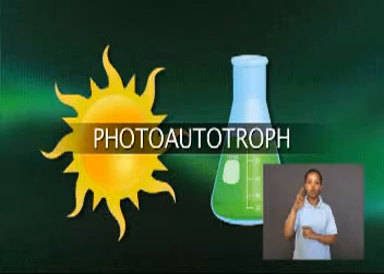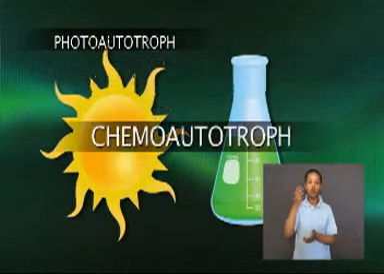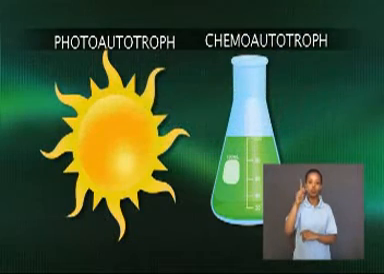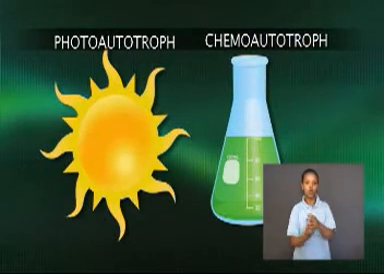Basically, this means autotrophs are organisms that can make their own food through non-living food sources, such as energy from light and chemical reactions. Autotrophs can be split into two groups: photoautotrophs and chemoautotrophs. Photoautotrophs use light as their energy source, and chemoautotrophs use chemical reactions as their energy source.